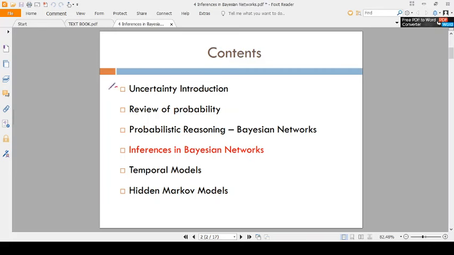In previous videos, we discussed these three topics. Today, we are discussing the fourth topic. Note down inferences in Bayesian networks.